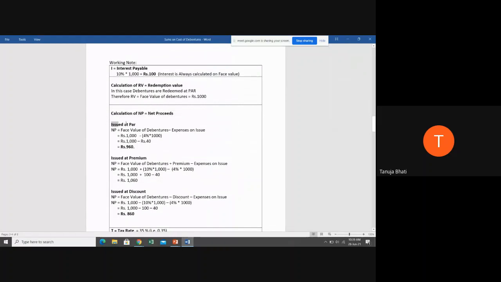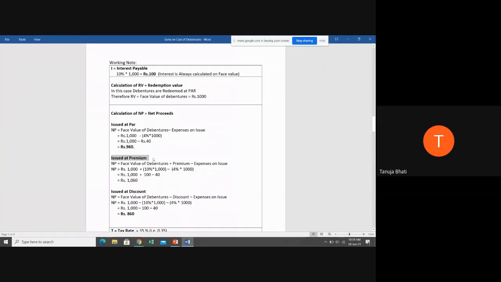Now, there were three situations given: A, B, C. So if they are issued at par, NP is nothing but face value of debentures minus expenses on issue. So face value of debentures was rupees 1000 minus expenses on issue, which was your flotation cost of 4%. And as you all rightly told me, it is 4% on the face value. So 4% of 1000 is 40 rupees. 1000 minus 40 is 960, the NP when it is issued at par.